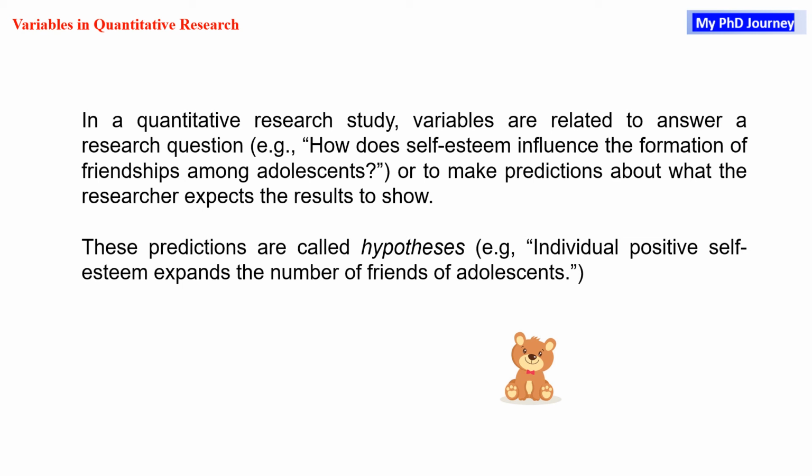In a quantitative research study, variables are related to answer a research question, e.g., how does self-esteem influence the formation of friendships among adolescents, or to make predictions about what the researcher expects the results to show. These predictions are called hypotheses, e.g., individual positive self-esteem expands the number of friends of adolescents.